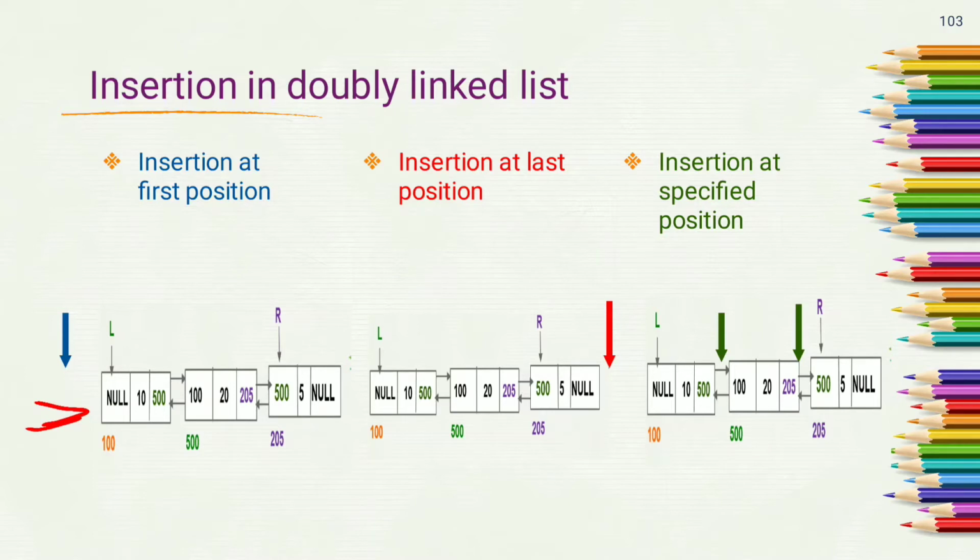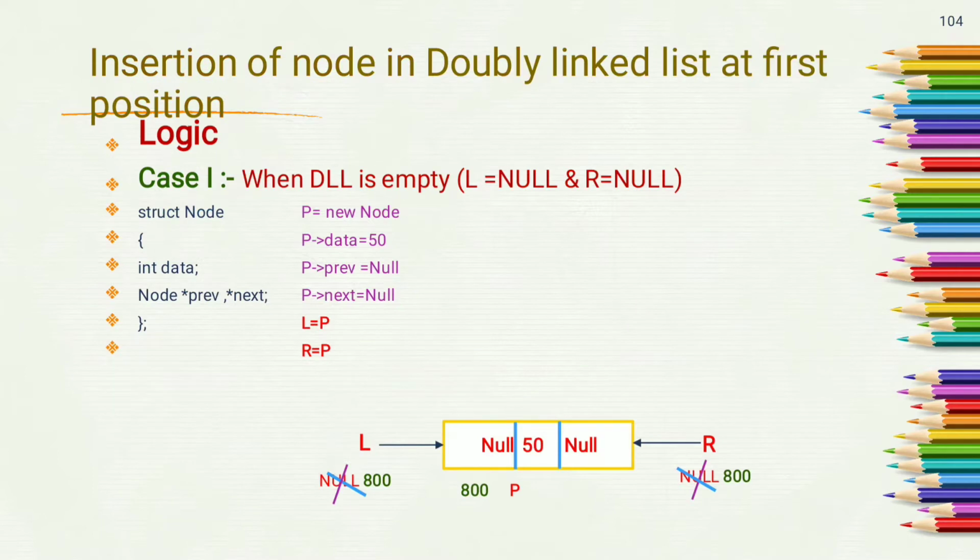Insertion at last position, that means we can insert a node at last of doubly linked list. We can also insert node at a specified position in doubly linked list. Here you can see we can insert node at second position, at fourth position, that means in between the doubly linked list. In this video we will learn how to insert node in doubly linked list at first position.